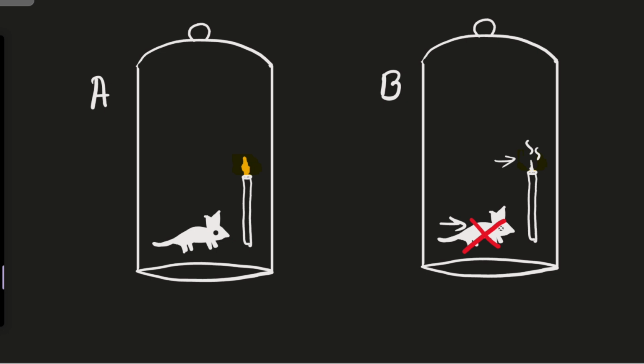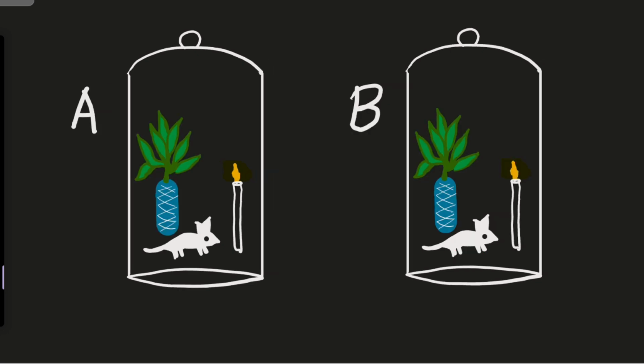Then what does he do? He again takes one mouse and candle, but in this case he adds a mint plant in the setup and closes it again with the bell jar. After some time, the mouse is still alive. The candle is continuously burning. How?